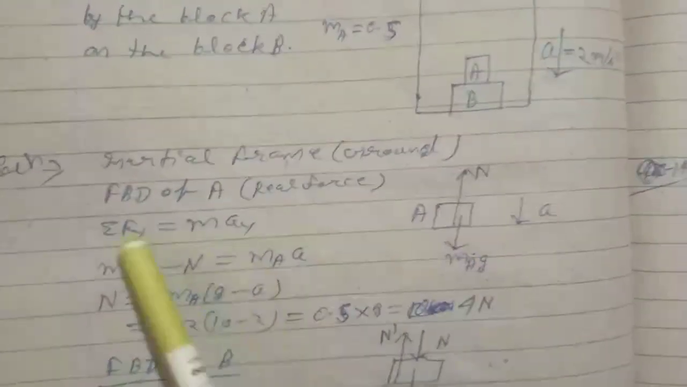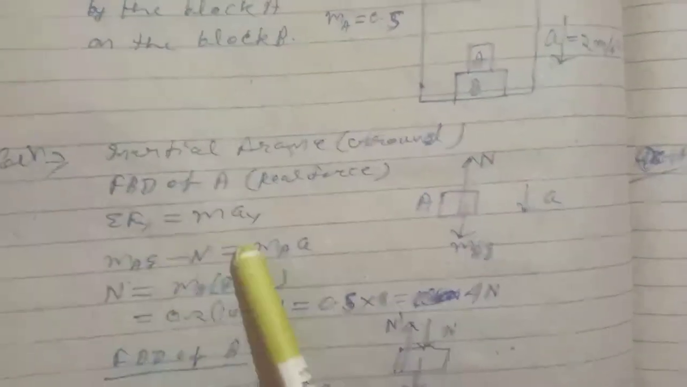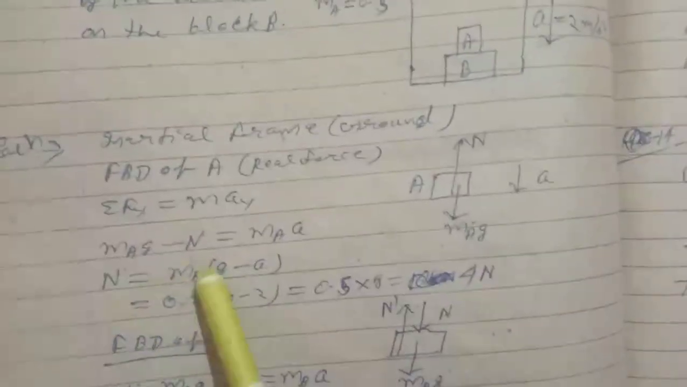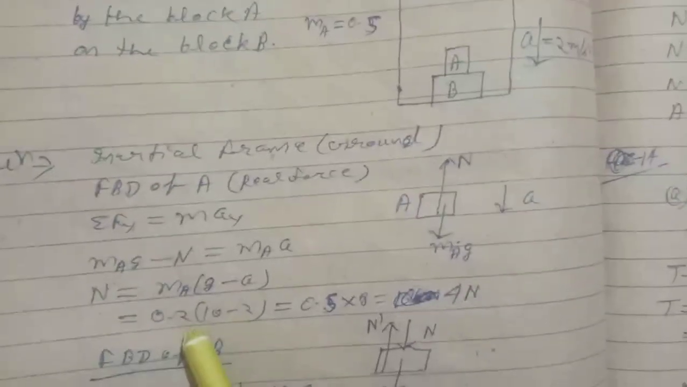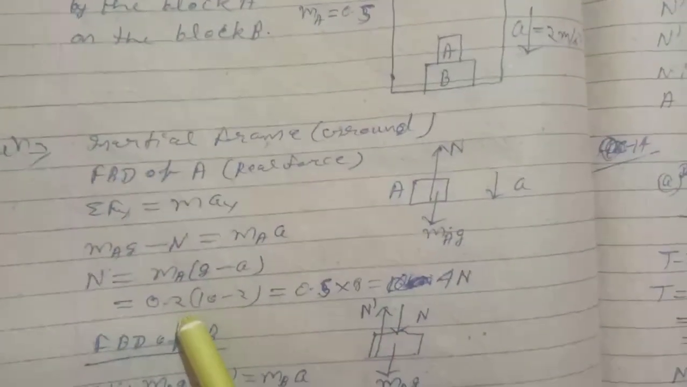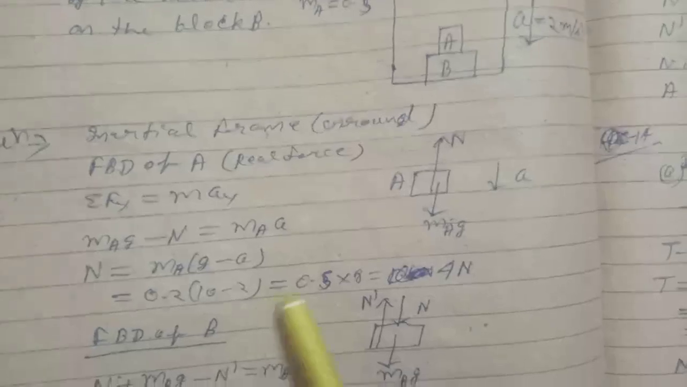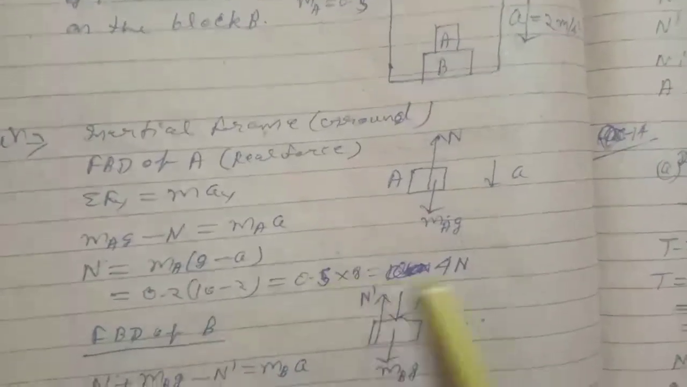So we can write sigma Fy equal to m into ay, or mA into g minus N equals to mA into a. Equation, answer. So N equal to mA into g minus a, putting value, mA given 0.5 into 10 minus 2 equals to 0.5 into 8 equals to 4 Newton. Now FBD of B.